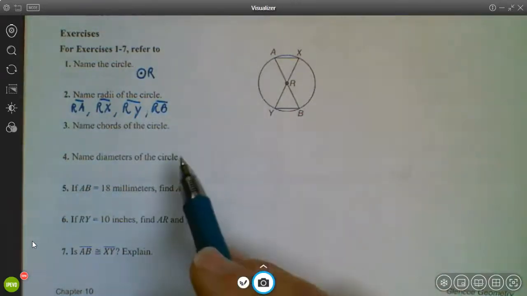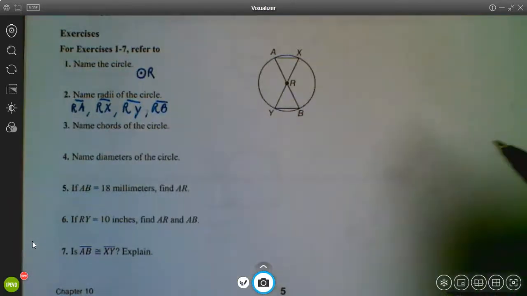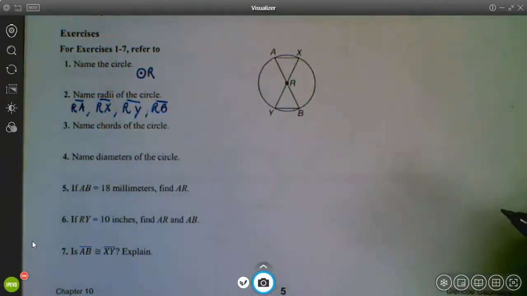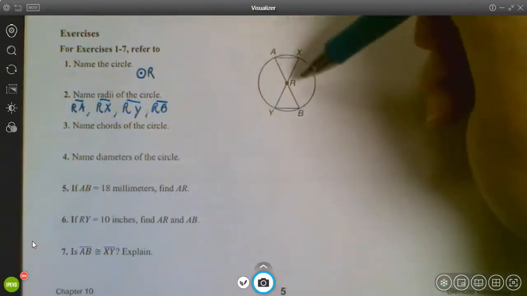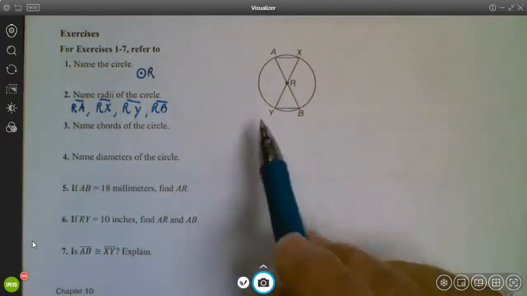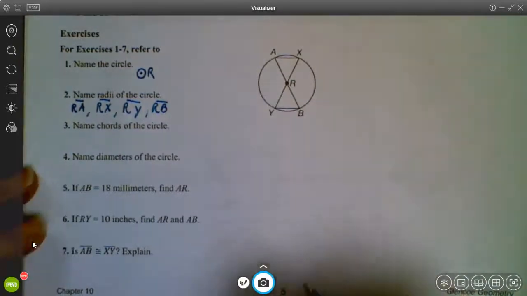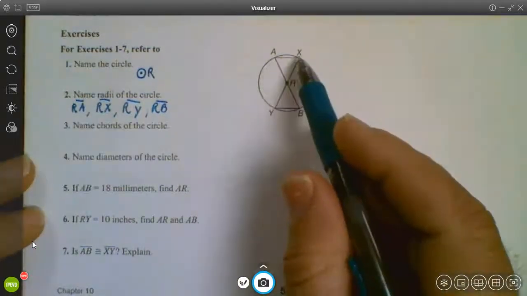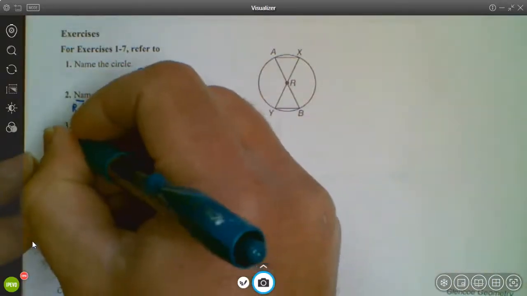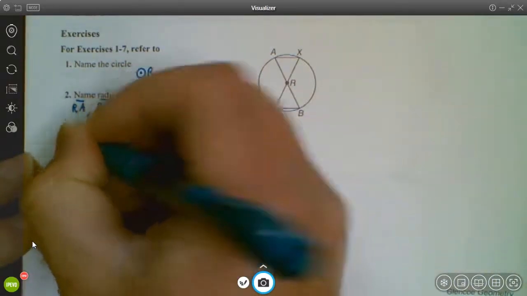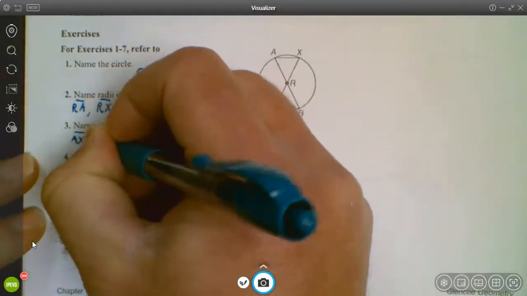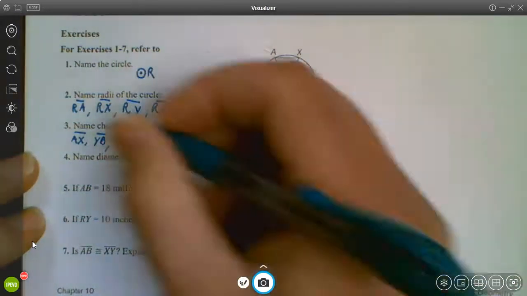Name the chords of the circle. So as far as the chords go, remember it just has to go from one point on the circle to another. So AX would be a chord, AB, YX, and YB. So we should have 4 chords. And again, you can switch the order. So you can call this AX, you could call it XA. Either way is fine, whichever you prefer. So we have AX, we have YB, and then we have the 2 diameters, AB and YX.